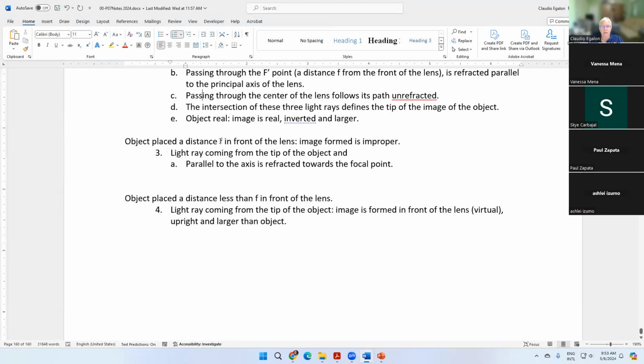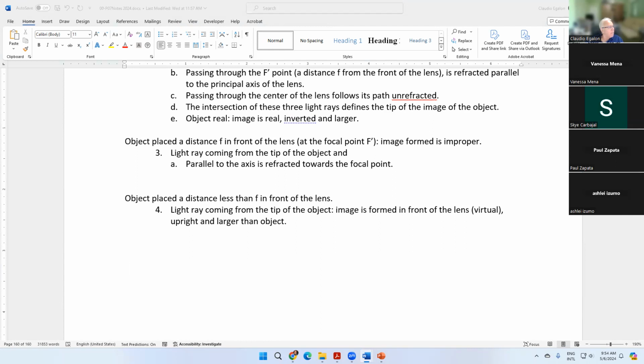Object placed at distance f in front of the lens, at the focal point f prime. The image formed is improper. Object placed at distance less than f. Light ray coming from the tip of the object. Image is formed in front of the lens, virtual, upright and larger than the object.